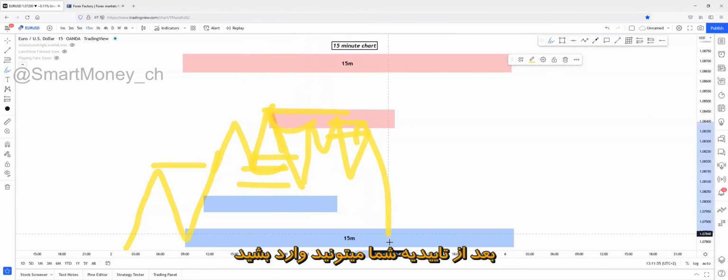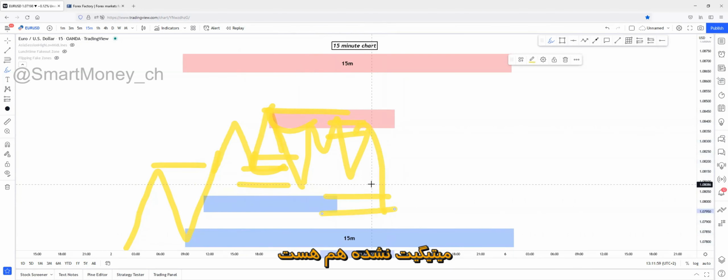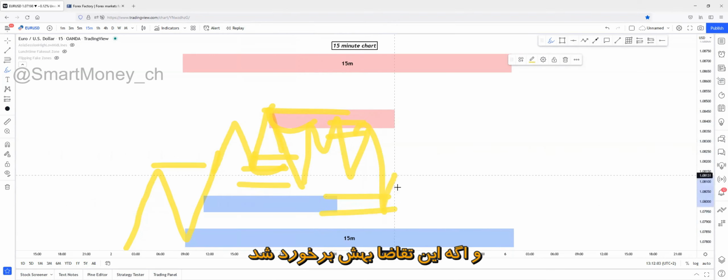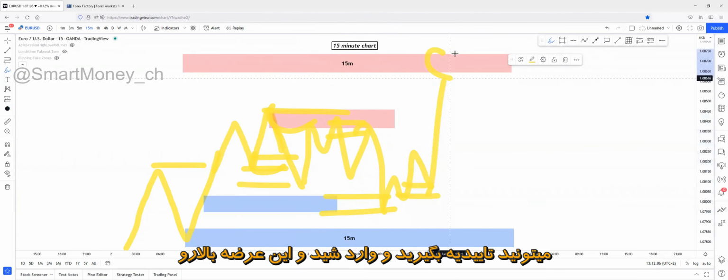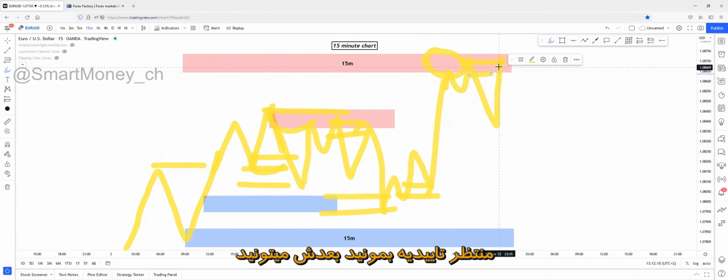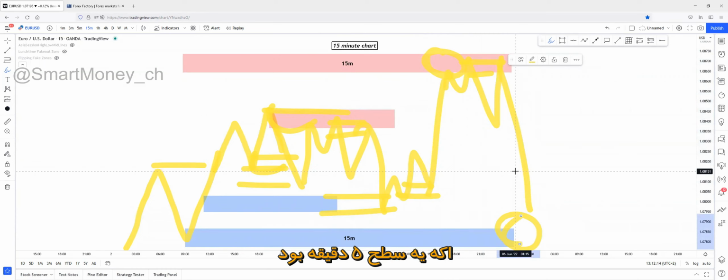And after a confirmation, you can simply enter in trade and target this demand zone right here, which is the next recent 5-minute unmitigated demand zone in the pro trend. And if this demand zone is being tapped, you'll be able to take a confirmation up to this supply zone. And if this supply zone is being tapped, then you can wait for a confirmation right here. You'll be able to target this demand zone, because all of these zones will be tapped sooner or later.